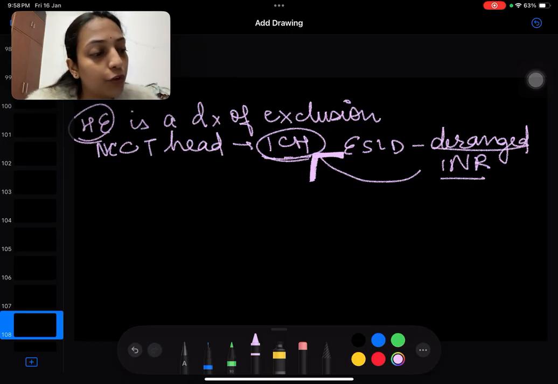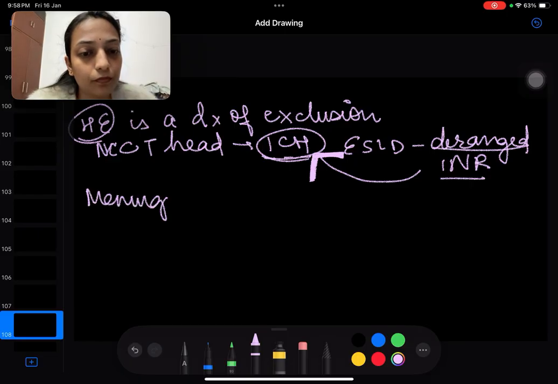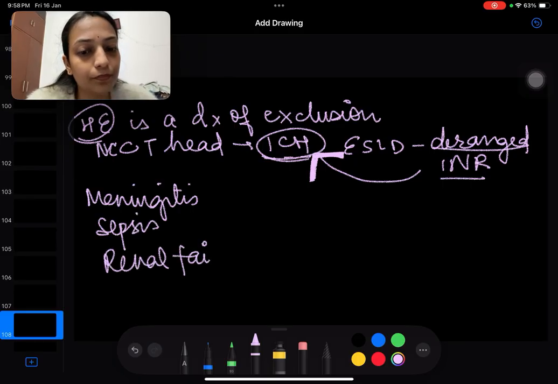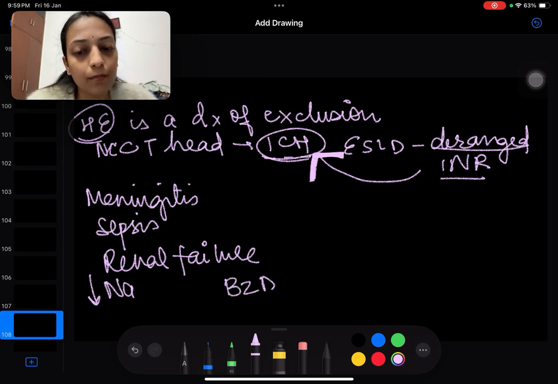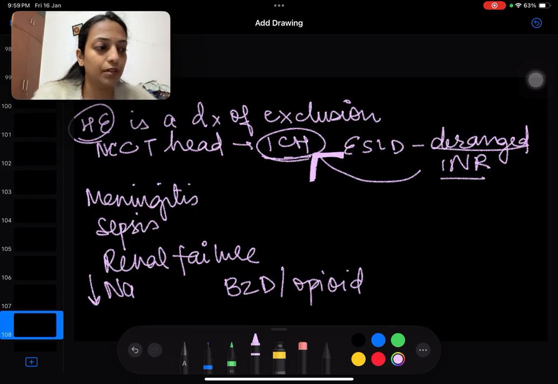Now, there are few things which mimic HE. Meningitis can mimic HE. Sepsis can mimic HE. Renal failure can mimic HE. Electrolyte imbalances like hyponatremia, and AMS due to some toxicity like benzodiazepine or opioid toxicity can also mimic HE, right? So this is about it.